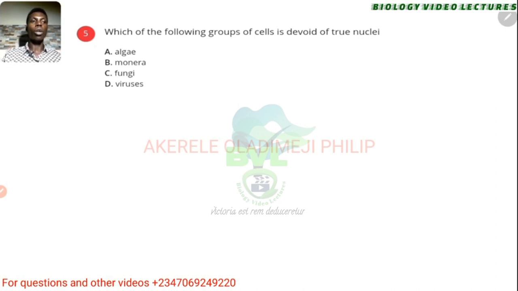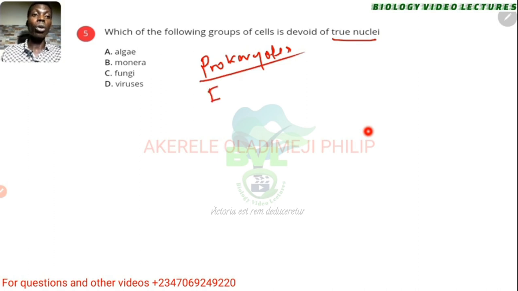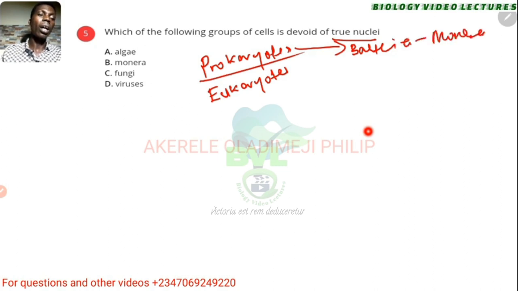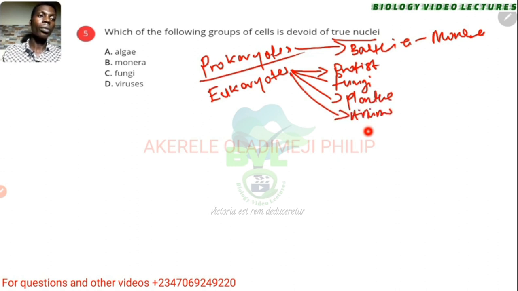Which of the following groups of cells is devoid of true nucleus? Well, organisms devoid of true nucleus are called prokaryotes, or we say prokaryotic cells, while the ones that have a true nucleus are called eukaryotes. An example of prokaryotes is bacteria, which belong to kingdom Monera, which means you don't have a well-defined nucleus. Eukaryotes are the ones that have a true nucleus. Examples include the protists, the fungi, the plantae, and the animalia. So these four kingdoms have a true nucleus and are called eukaryotes.